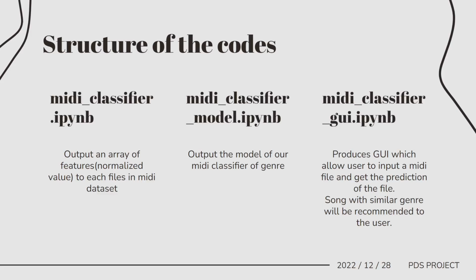In the first file, it will output an array of features for each file in the MIDI dataset, and the features will be normalized values. In the second file, it will output the model of our MIDI genre classifier. And the third file will produce a GUI which allows the user to input a MIDI file and get the prediction for the file. And a song with a similar genre will be recommended to the user.